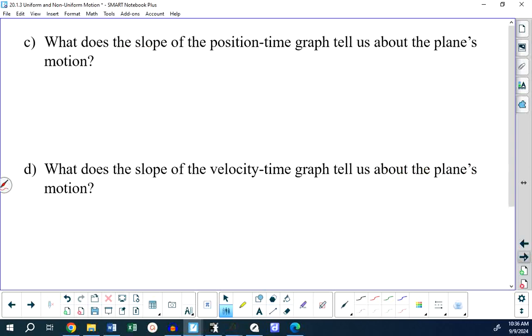What does the slope of the position time graph tell us about the plane's motion? The slope equals the velocity. What does the slope of the velocity time graph tell us? The slope is the acceleration. And that's going to be a true statement regardless of whether the graph is a straight line that's horizontal or any other line.